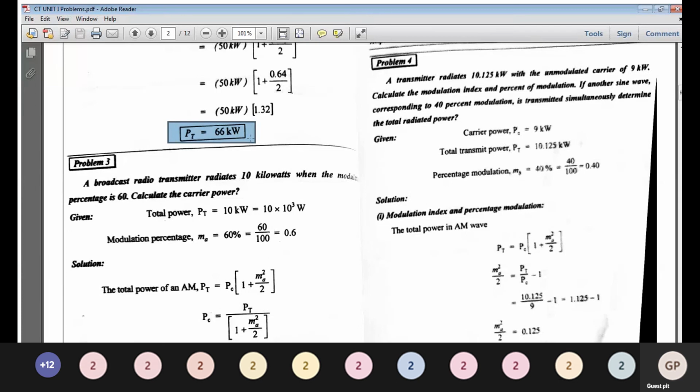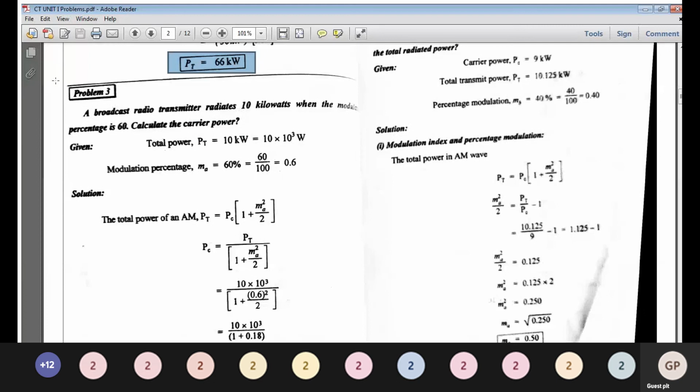In the disadvantages we have seen this point. After modulation, the power requirement is more because after modulation we are transmitting the carrier signal along with the sidebands. So to transmit all the three components, the power requirement is more.